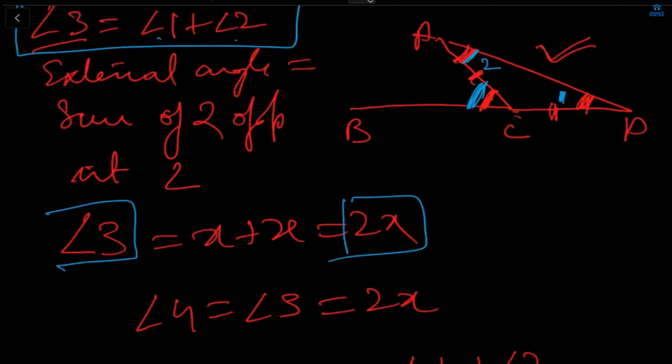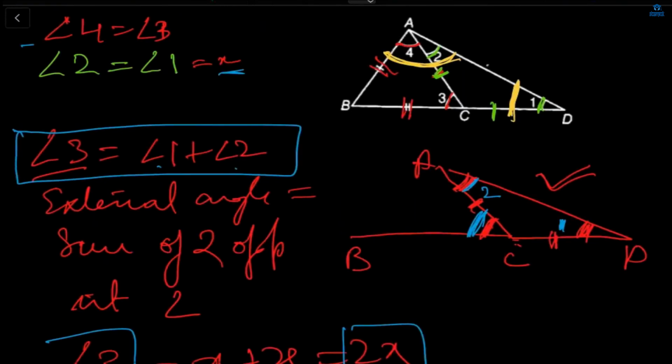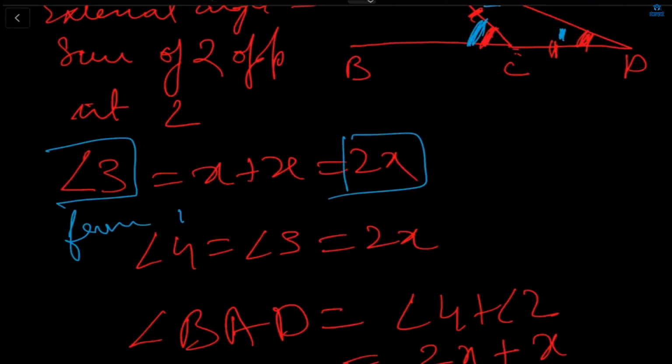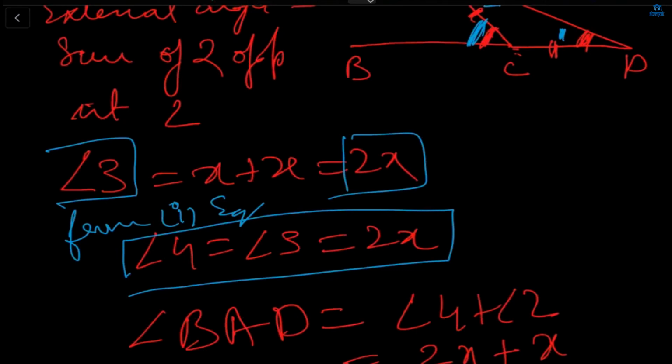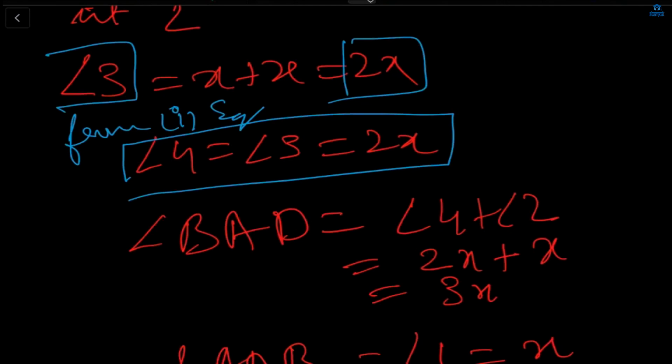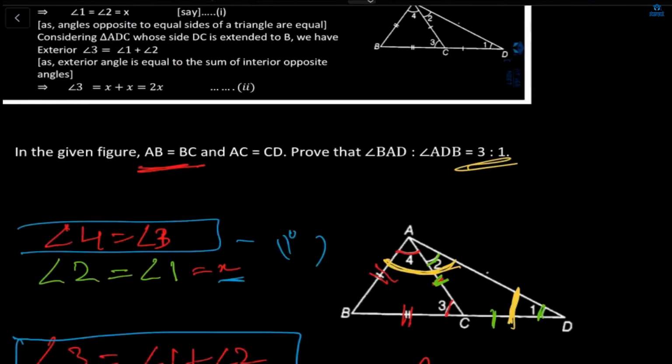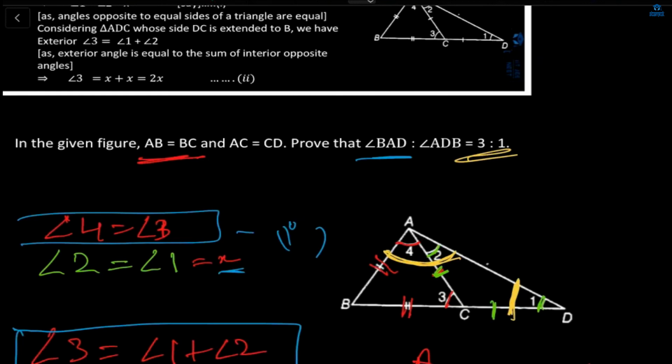Now, since we know that angle 4 is equal to angle 3, and we have got the value of angle 3 as 2x, we have written angle 4 is equal to angle 3 is equal to 2x. Now if you see this angle in triangle BDA, it is equal to angle 4 plus angle 2, and this is equal to angle 1. Now we have assumed angle 1 as x and angle 2 as x. Angle 4 we have calculated as 2x, so it will be 3x is to x. X will be cancelled, 3 is to 1.